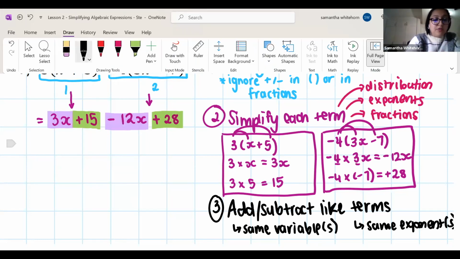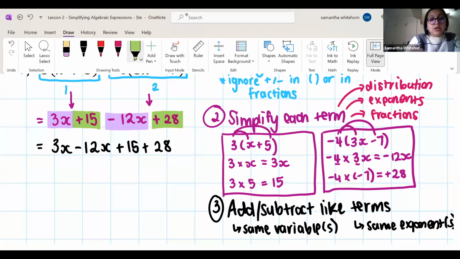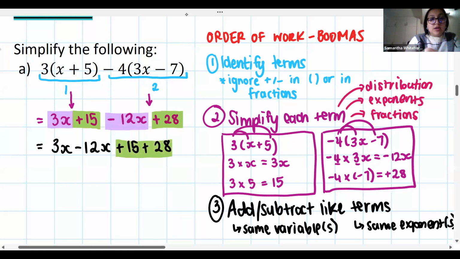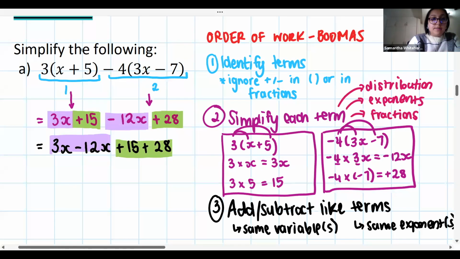Again, I've said this to you before, if it's more comfortable or if you find it easier to first write the like terms next to each other before you go and add or subtract, that is absolutely fine. You haven't changed anything. All you've done is you've put like terms right next to each other so that you know exactly what it is you are adding or subtracting.